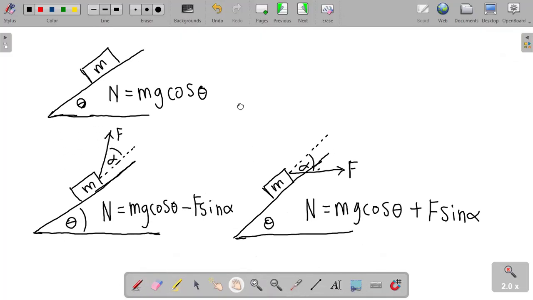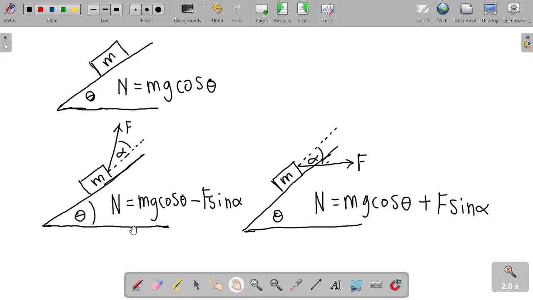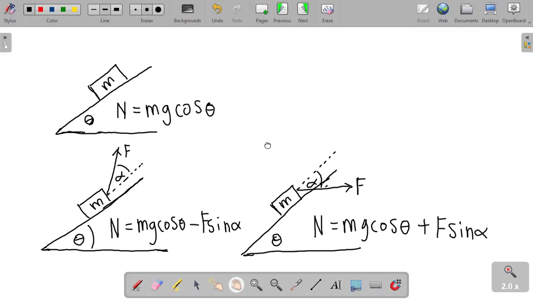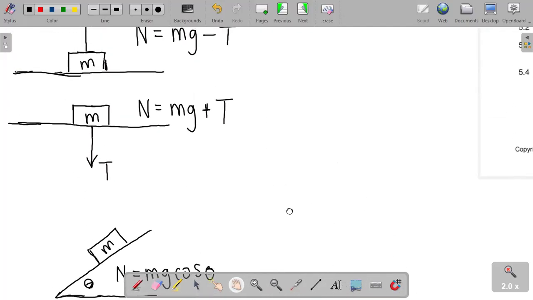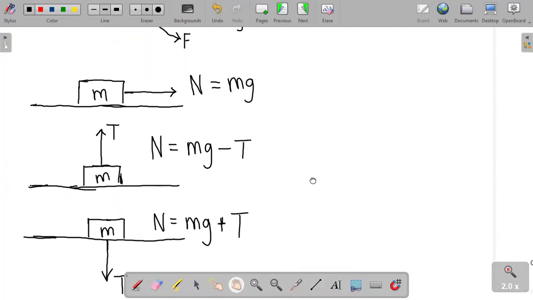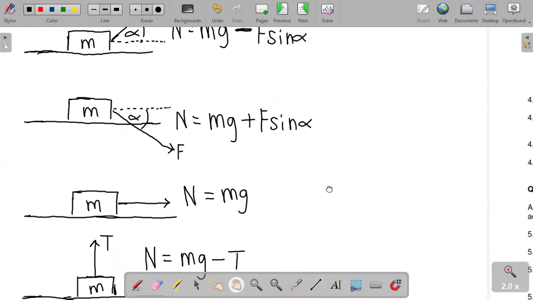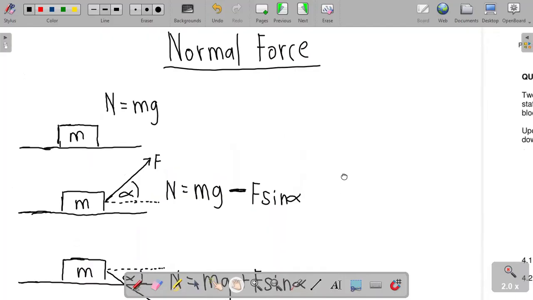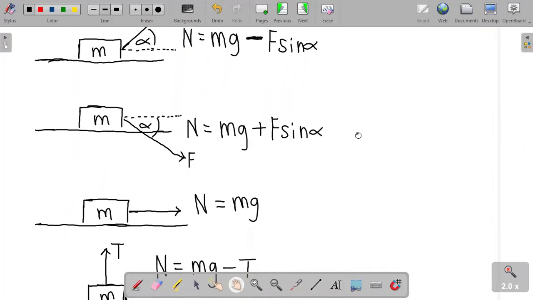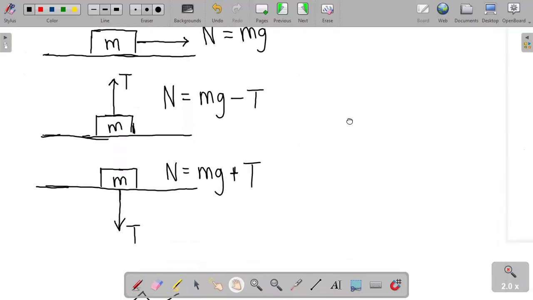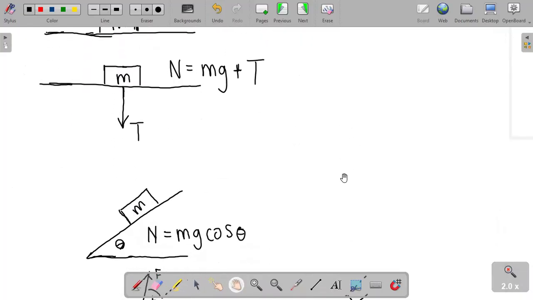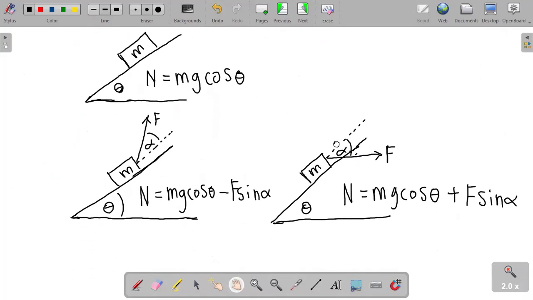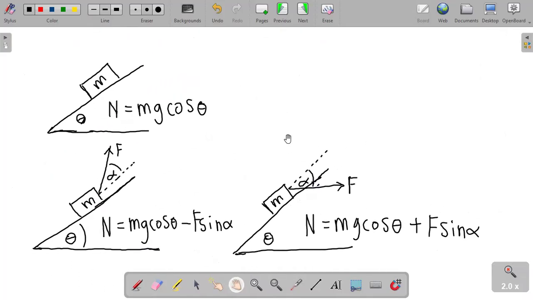And again, I emphasize that in any of these cases, the formula for normal force is not given on the formula sheet. You will not find these things on an information sheet on your question paper. So you should know how to calculate a normal force in each situation in the absence of the formula sheet.